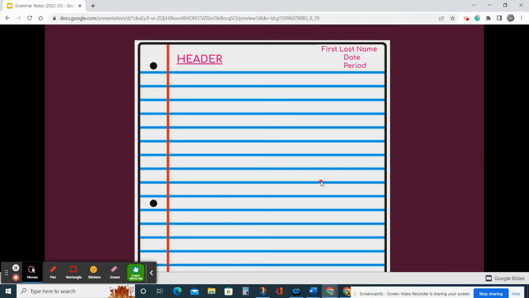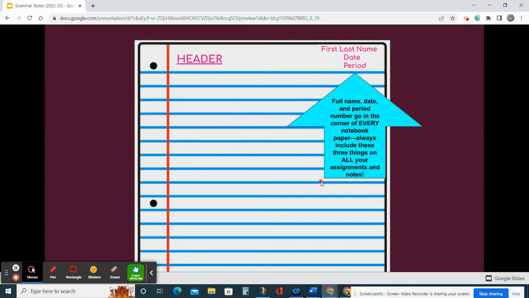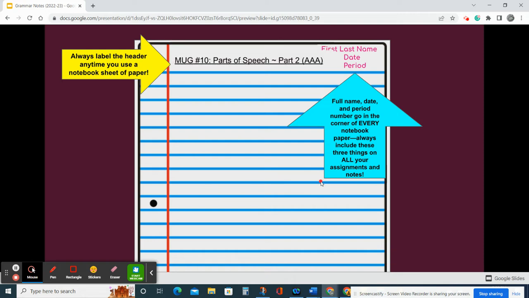Remember, you need a fresh sheet of notebook paper. Name, date, period goes in the top right-hand corner. As always, we have to fill in the header. Always label it anytime you use a notebook sheet of paper. Today's title is going to say Mug 10, Parts of Speech, Part 2, AAA. A cubed, if you would rather. That's okay too.